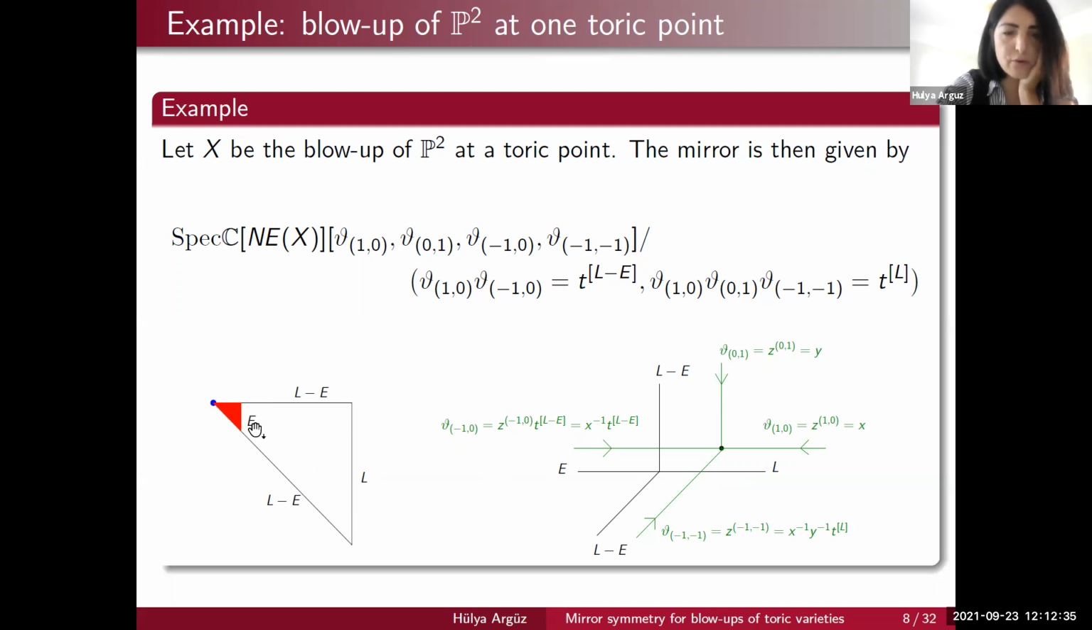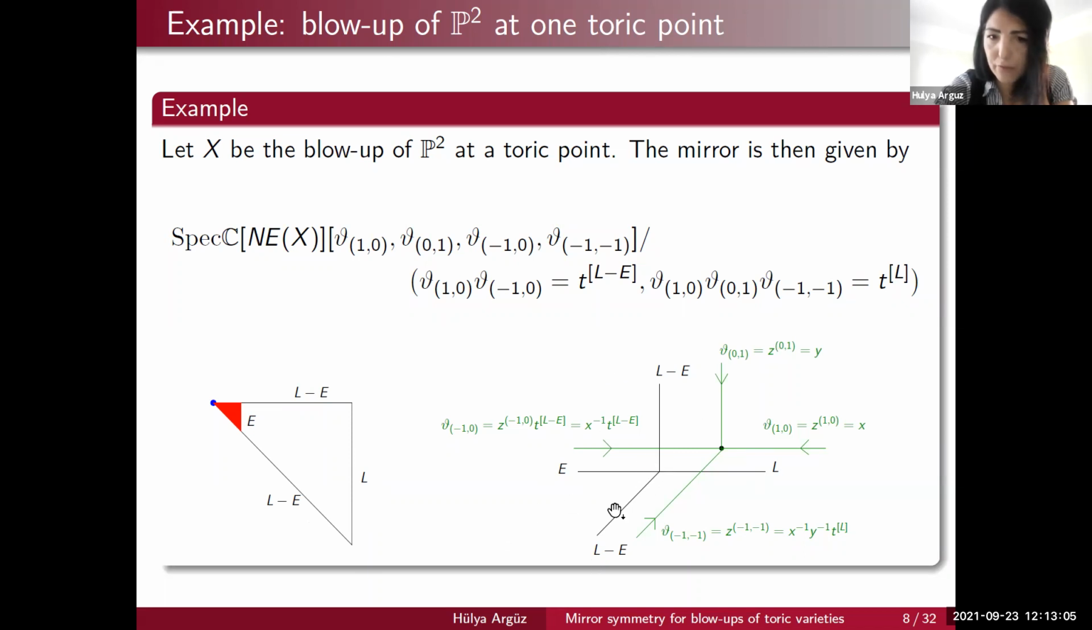What happens if you blow up? You have an exceptional class, a curve with class E. If L is a general line in P2, these are the curve classes after the blow up. So I like drawing them on the fan picture to remember what the kinks of the PL function I'm choosing are. And then I fix a point. Again, I take a PL function which will vanish at the cell containing the point. Then I write my θ functions.